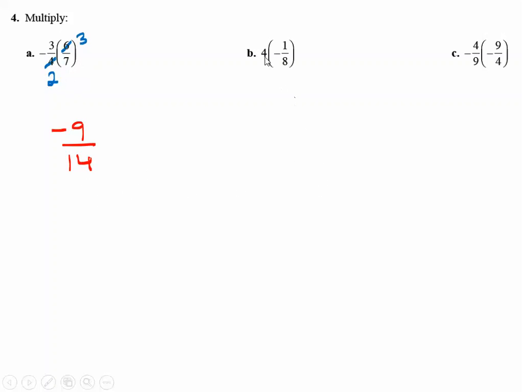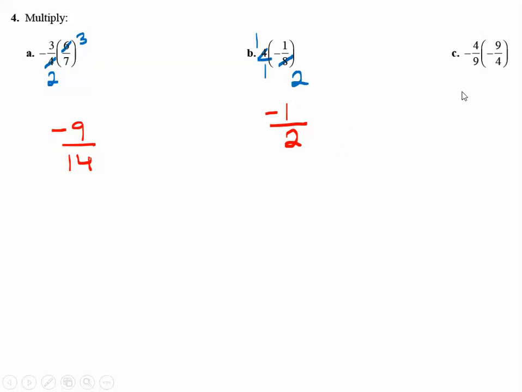Alright, this one, a whole number times a fraction. Again, just make both into fractions. And let's reduce the 4 and the 8. So that becomes a 2, that becomes a 1. Don't forget this little negative right here, but 1 times -1 is a -1. 1 times 2 is a 2. So -1/2 is our final answer.